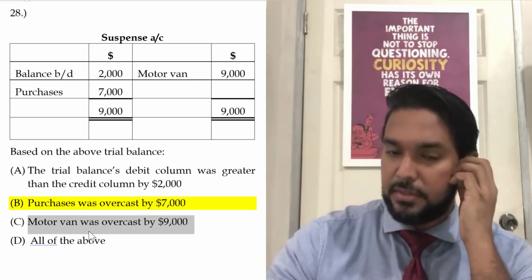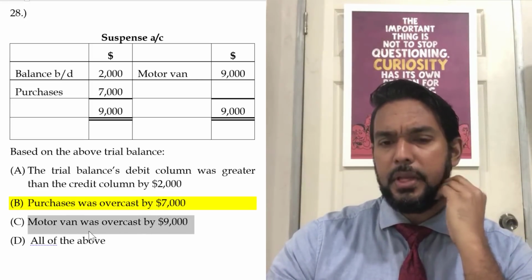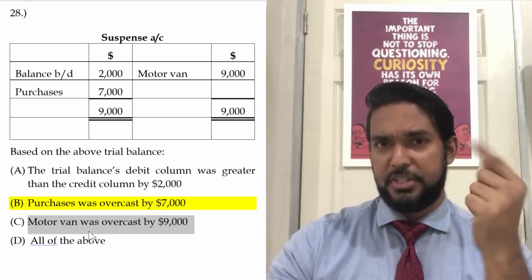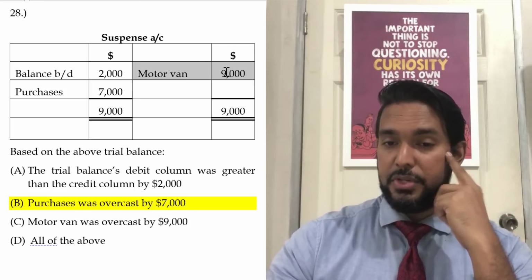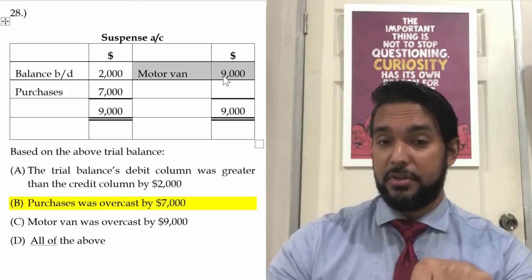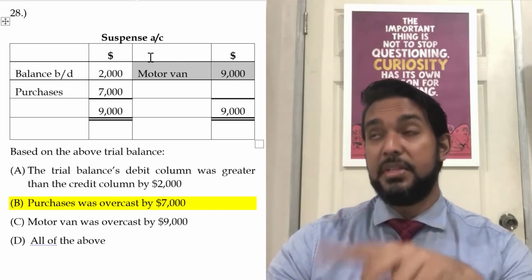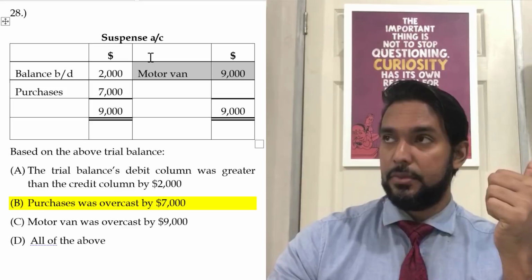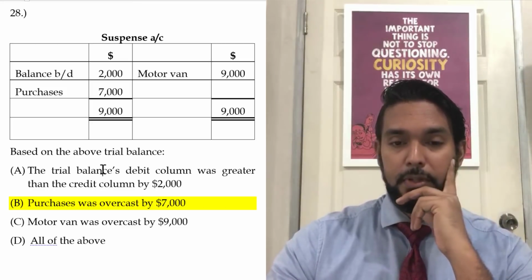Motor van was overcast. If it was overcast, we would want to reduce it. Motor van is an asset. To reduce an asset, you credit. But the entry here is on the credit side of the suspense account that says motor van, which means in the motor van account it's going to be debited, which is going to increase motor van. So no.